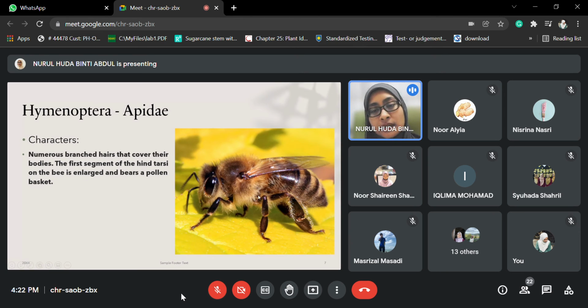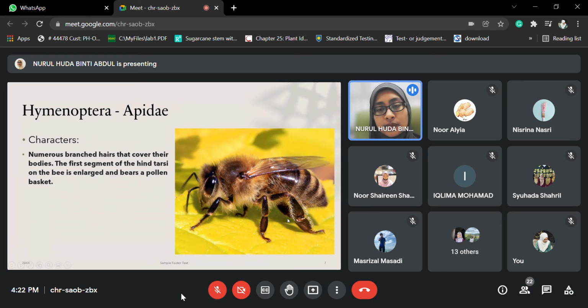Okay, kan kat depan ni you cannot see obvious dia punya enlargement of the hind of the tarsi, sebabnya other legs is used for landing, maksudnya membantu dalam landing atau dia bergerak, but kaki belakang memang dimodify untuk carry pollen. Okay, so this is the characteristic for Epidae. Epidae, of course, you have honeybee. Okay, the one that collect honey and carry pollen.